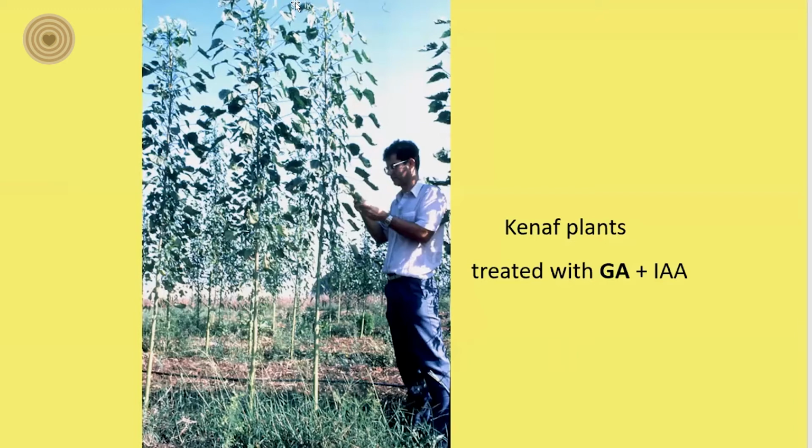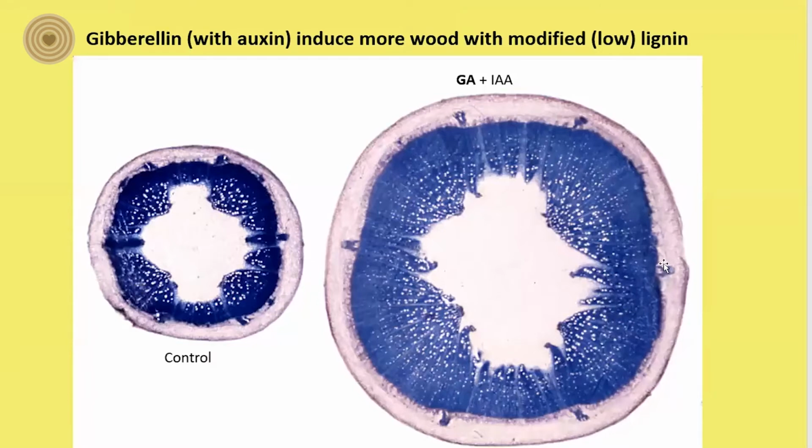And I'm going to show you the effect on the wood. When we see the effect on the wood, this is the control, the intact plants, and these are plants that were treated with gibberellin and auxin. You can see much more xylem is produced, and this xylem has a different structure of lignin.